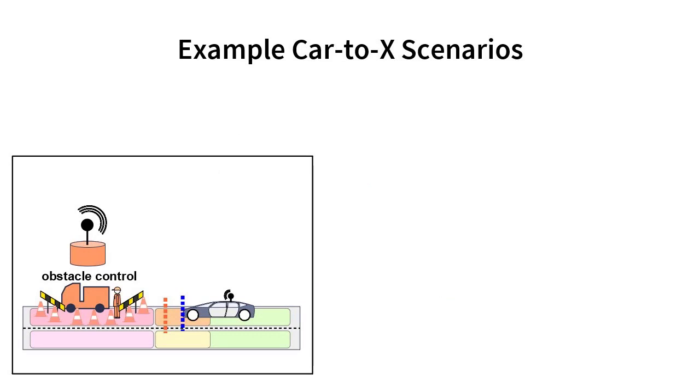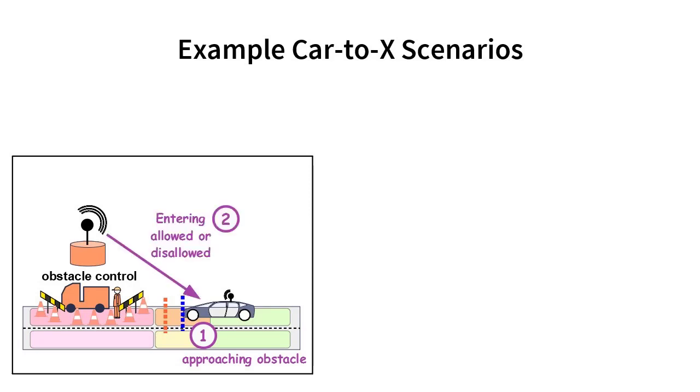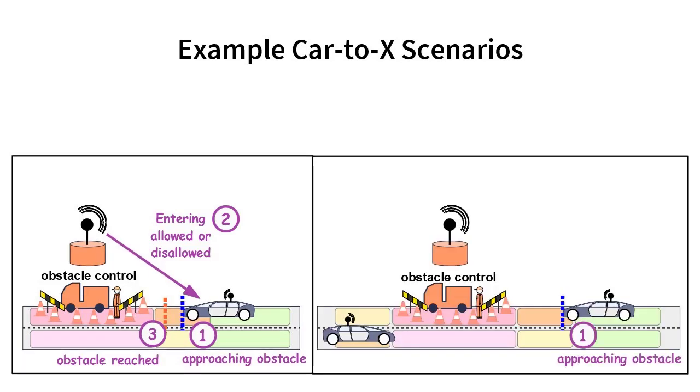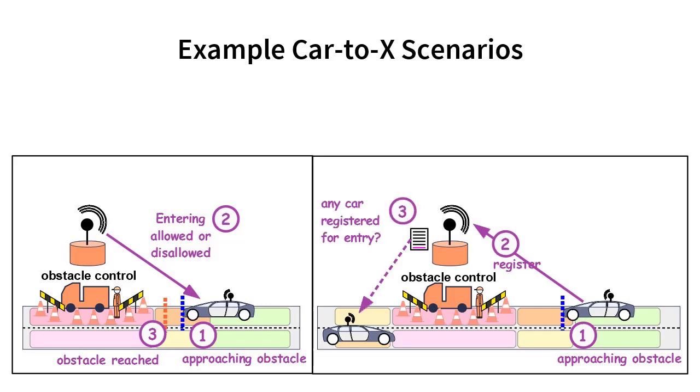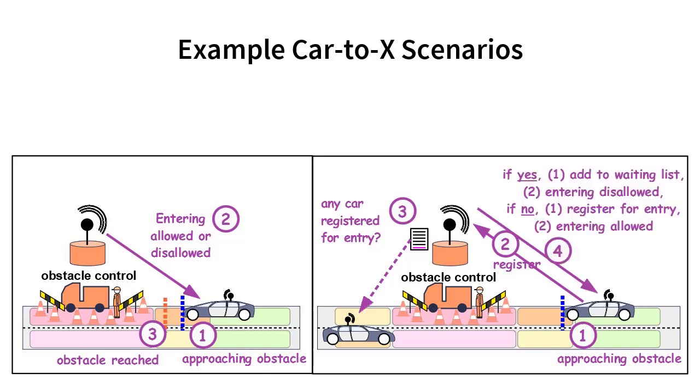Consider the following two scenario-based requirements. First, when a car approaches the obstacle, the controller must allow or disallow the car to enter the narrow passage before the car reaches the obstacle. Second, when a car approaches the obstacle, it must register at the obstacle controller. Then the controller must check whether another car is already registered for passing the obstacle. If so, the obstacle controller must add the approaching car to a waiting list and disallow it from entering. Otherwise, it must register the car for passage and allow it to enter.